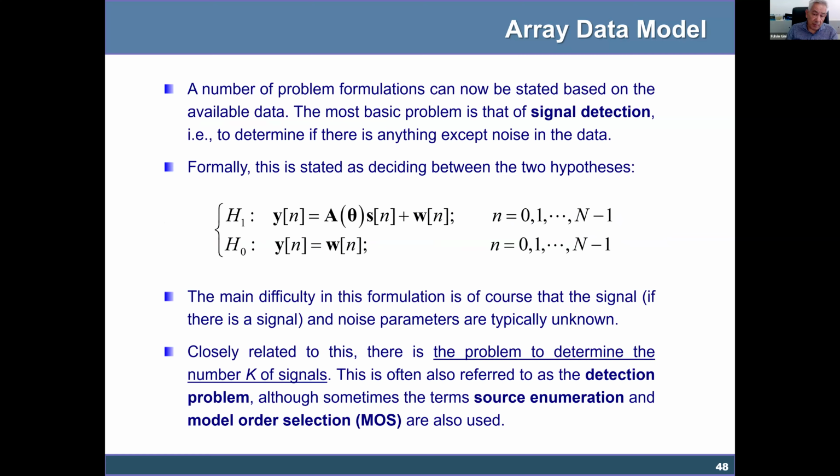The signal detection problem can typically be stated as a binary hypothesis testing problem. In the null hypothesis, what we observe is only disturbance. And in the hypothesis H1, what we observe is disturbance plus the signal of interest. Included in the signal detection problem is the problem of estimating the number of sources, the capital K number of sources.